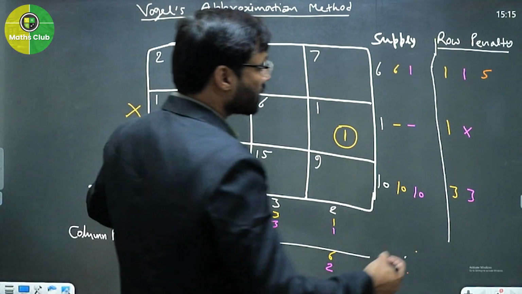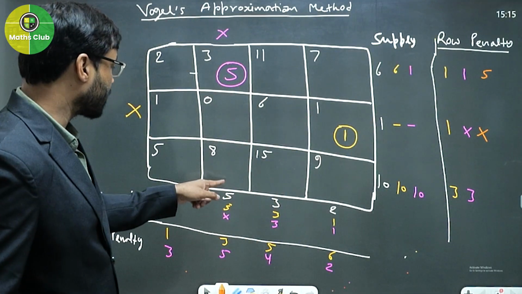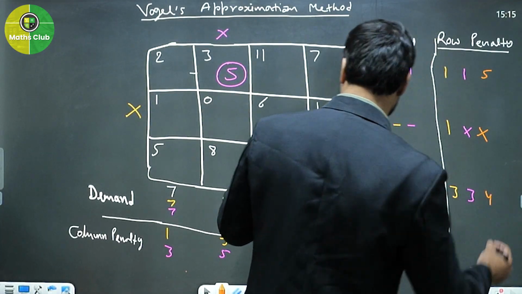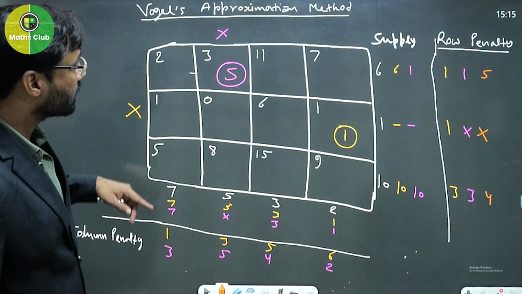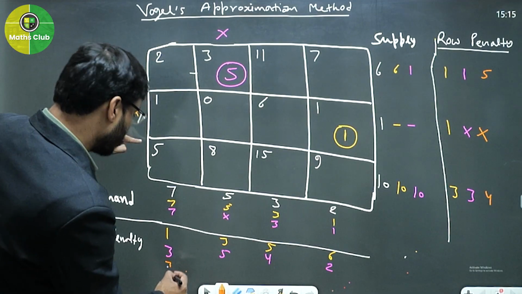Obviously this has been finished. So here this has been cancelled out. Now 5 and 9 are the two smallest, so the difference is now 4. Again do the same process column-wise. This has been 8, so now 2 and 5, again 3.